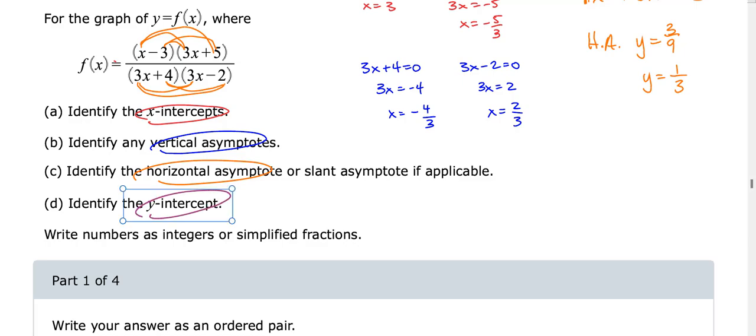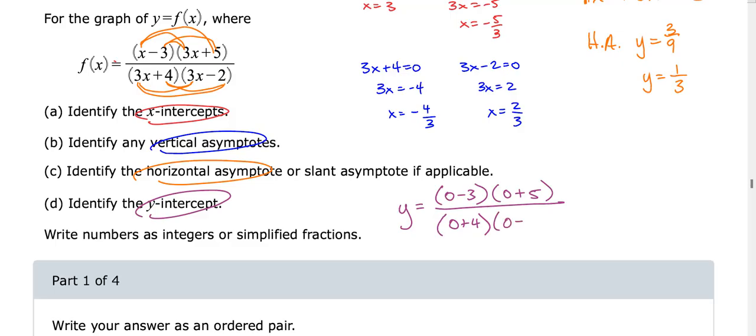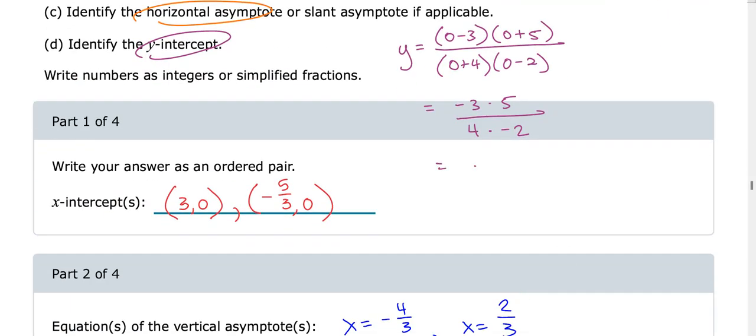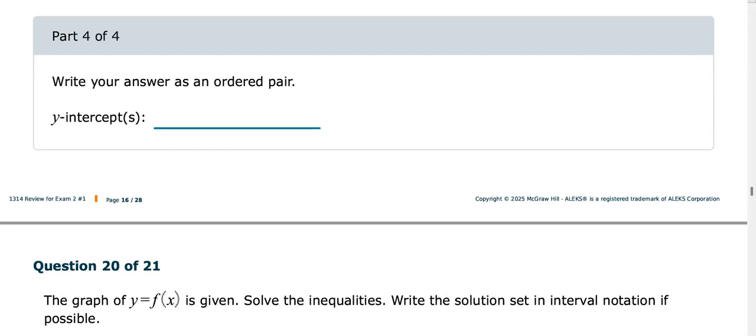So I get 0 minus 3 times 0 plus 5 over 0 plus 4 times 0 minus 2. Well, that's -3 times 5 over 4 times -2. -15 over -8 is going to be 15/8. So as a point, my ordered pair will be (0, 15/8).